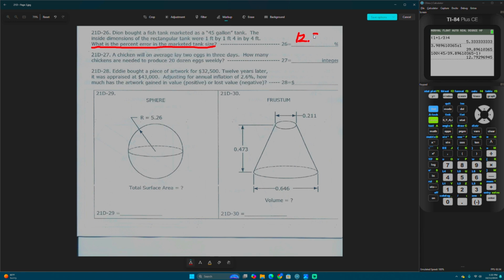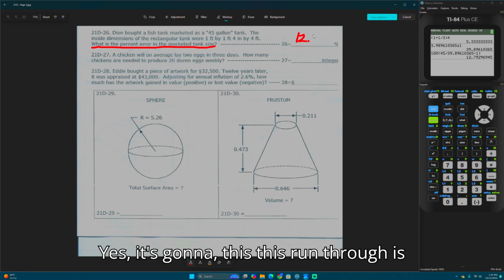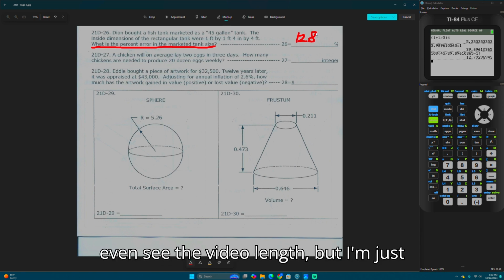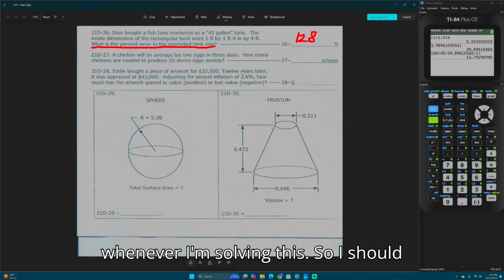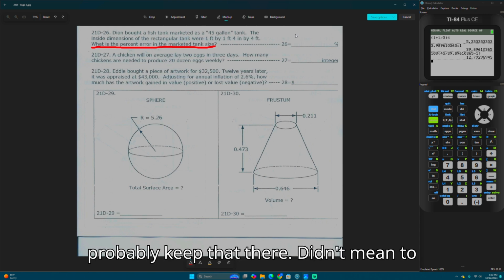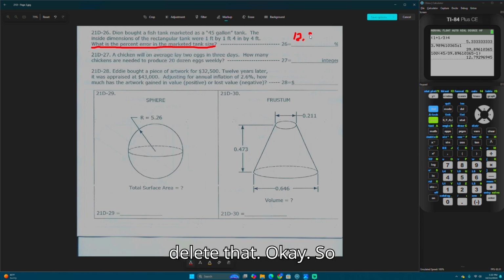12.8. Yes, this run through is going to take a little bit longer. You might even see the video length, but I'm trying to be in depth whenever I'm solving this. So I should probably keep that there. I didn't mean to delete that.